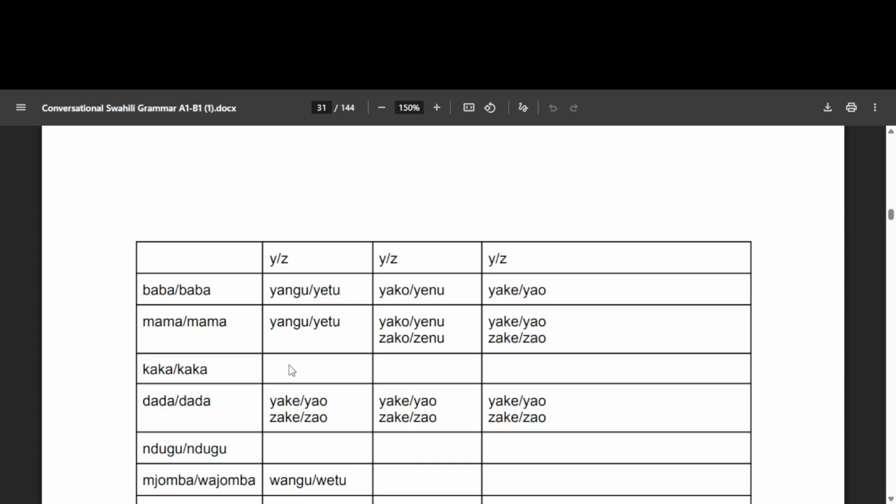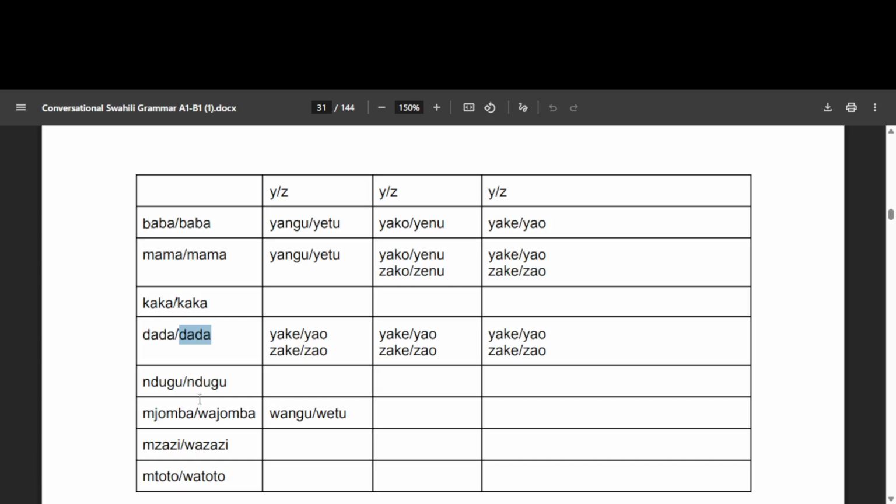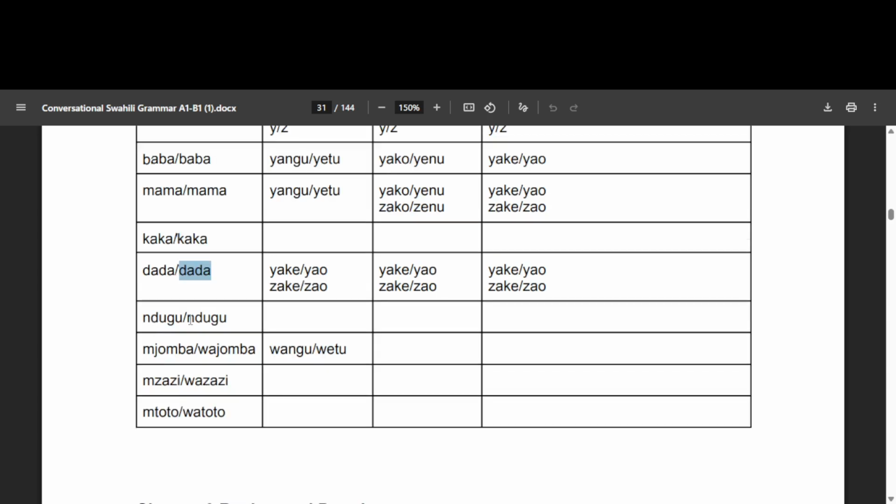Baba, we have exceptions. Exceptions are for most family member terms that don't have plural forms. Baba is father, and if there are many, we say Baba too. Not Wababa, no. Don't say Wababa or Mababa. Baba, Baba. Mama remains Mama. If there are two, just say Mama. Kaka is a brother, and if there are many, we say Kaka. Dada is a sister. If there are many, it is still Dada. Ndugu means sibling. If there are many, we say Ndugu.